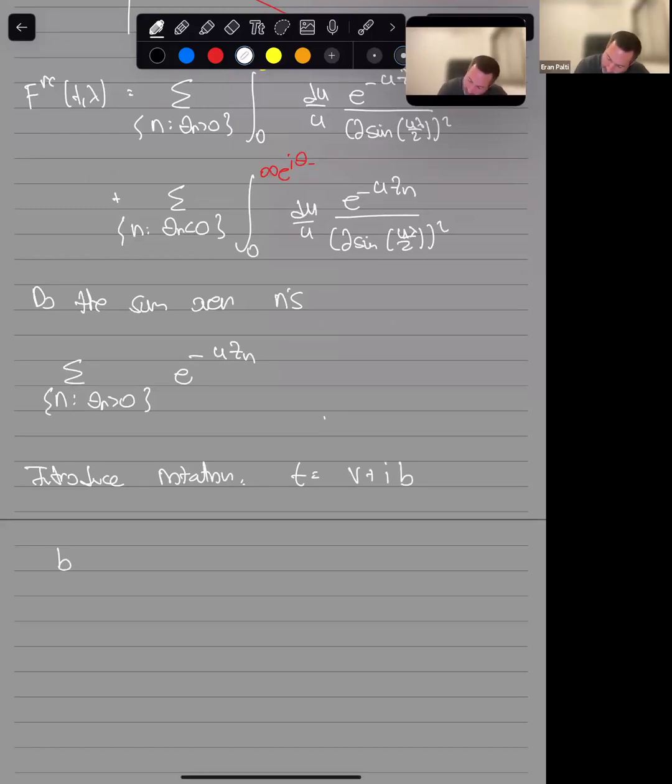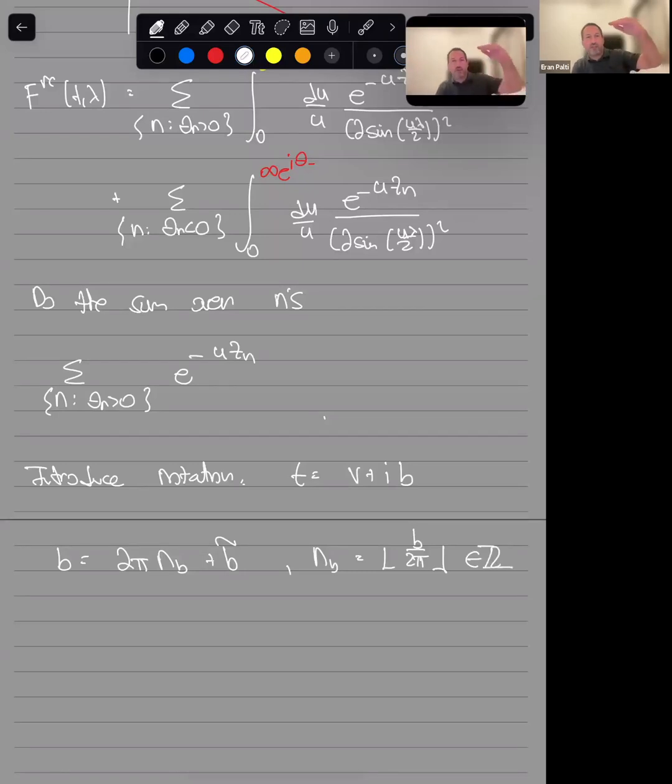What we're going to do is write B as some integer NB times 2 pi plus a B tilde, such that the integer is just the floor function of B over 2 pi. So that means it's the smallest integer such that the next integer would be higher than what B is. And then B tilde is what's left over, so B tilde is now just between 0 and 2 pi. So we just write B as some integer plus a little bit, which is between 0 and 2 pi.